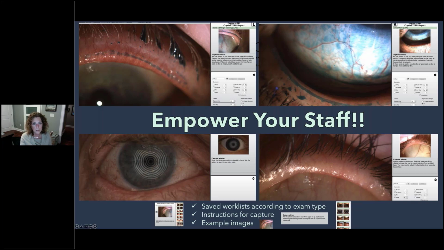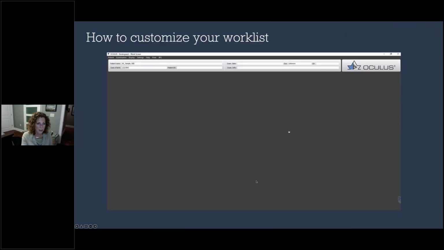And here are just some examples. Here's our example image on the LWE, the lid wiper epitheliopathy, and the line of Marx, our upper lid image, and then here on the redness. And it really solidifies the end result for you, but also their buy-in.